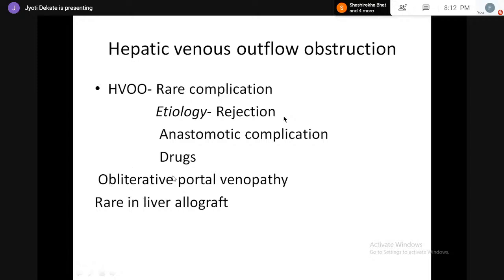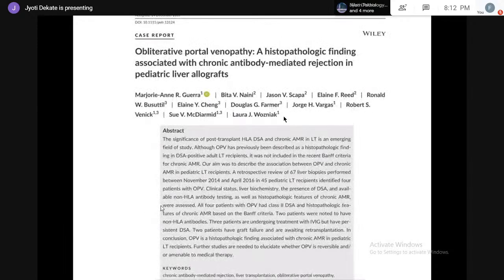Regarding the presence of obliterative portal venopathy, which I suspect to be present in this particular patient, this is a very rare complication in the liver allograft period. As I was looking through the literature, I could identify very few case reports. This is a recent one where they described obliterative portal venopathy in 4 pediatric patients, and these patients were found to have chronic antibody mediated rejection and DSA type 2. In all 4 patients, they described obliterative portal venopathy.